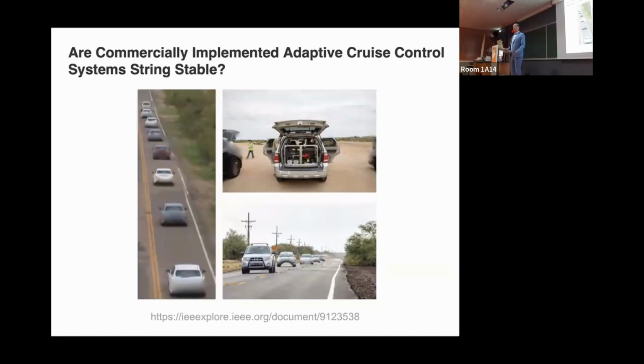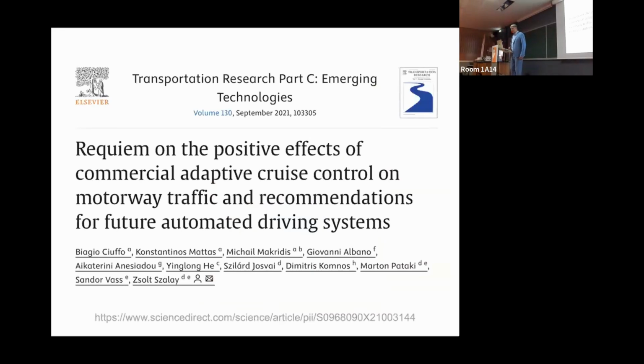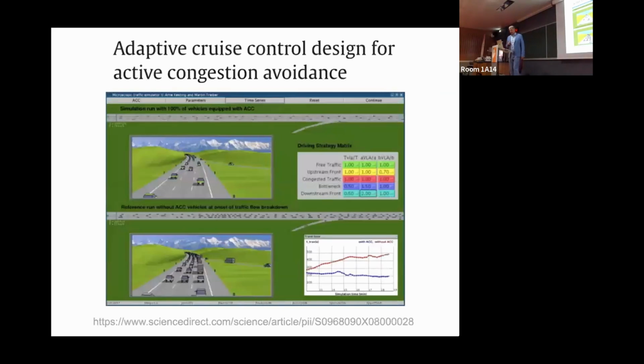No, it's not good enough if it produces comfortable driving experiences for an individual driver if it produces congestion, right? There's even people who have formulated a requiem on the positive effects of commercial adaptive cruise control systems. Yeah, that's almost the death sentence of this entire technology if there were not a solution to it. And we did that actually more than 10 years ago. And it's an adaptive cruise control system that is not trying to control every car centrally. Instead, it does something else.